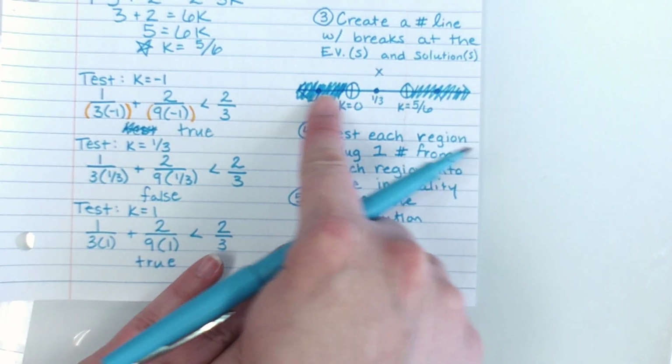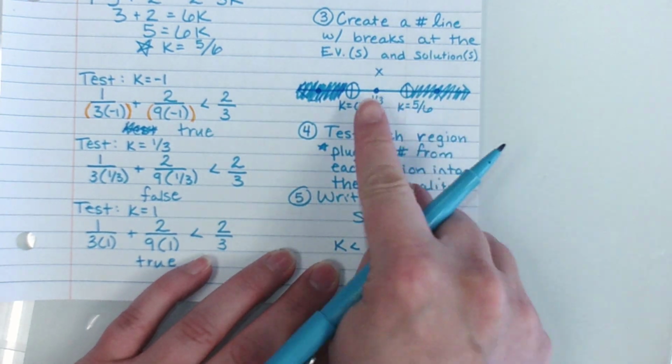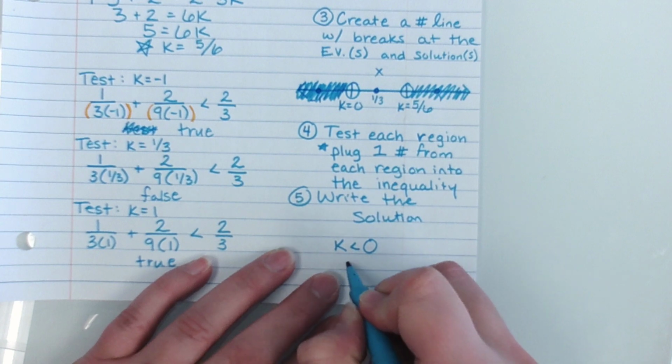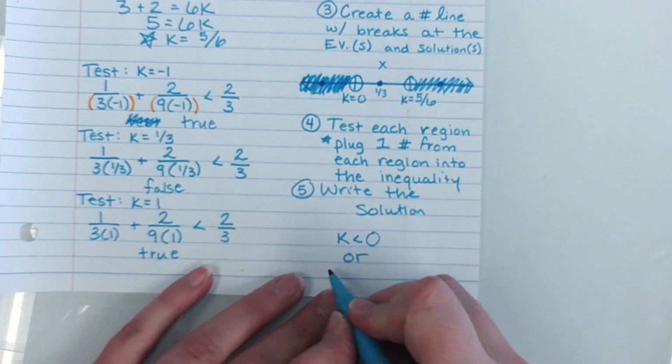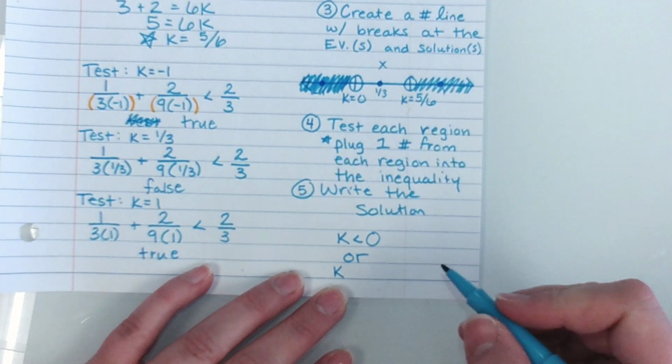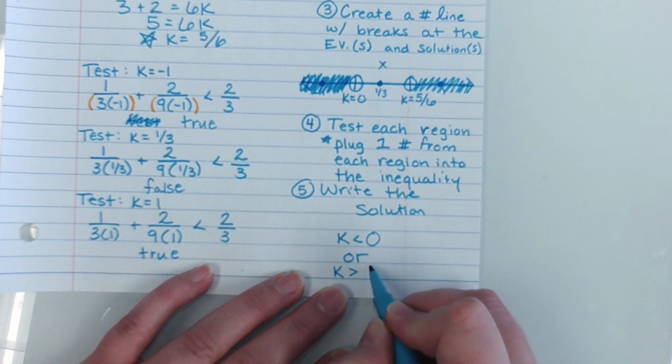This shaded region is for the k values that are smaller than 0. You can find answers there, or you can find answers over here. This is for the k values to the right, greater than 5/6.